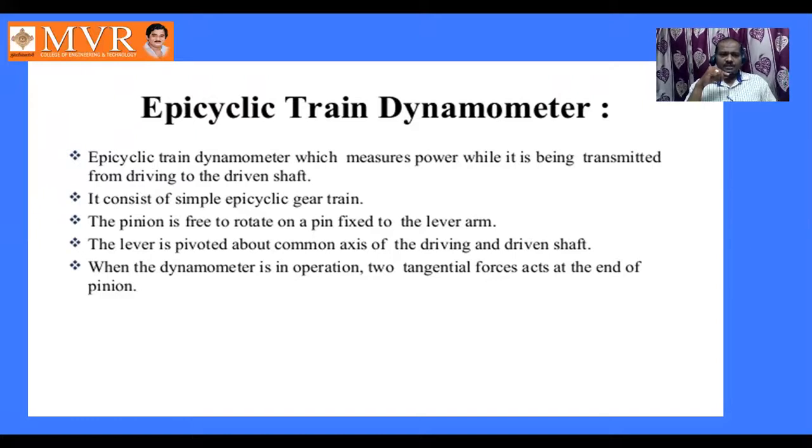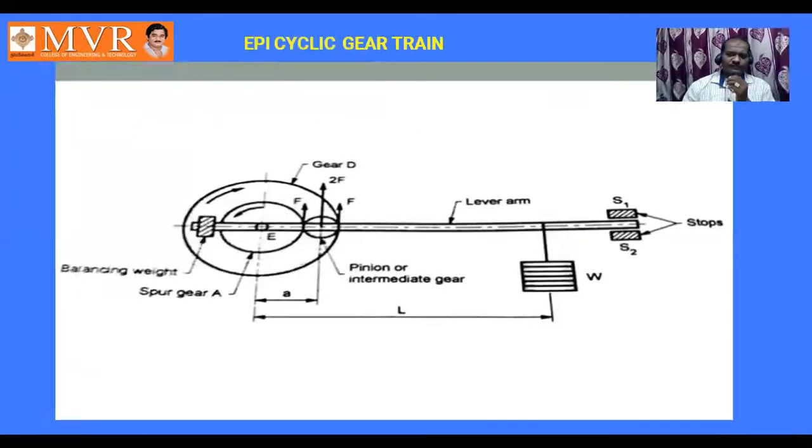If you observe this epicyclic gear train, these are its features. It contains a pin and a lever arm, and two tangential forces act on it. Here we are going to use gear trains for transmission of the power. So how can we construct the epicyclic gear train? If you observe this diagram, we can see the relation between all these components.